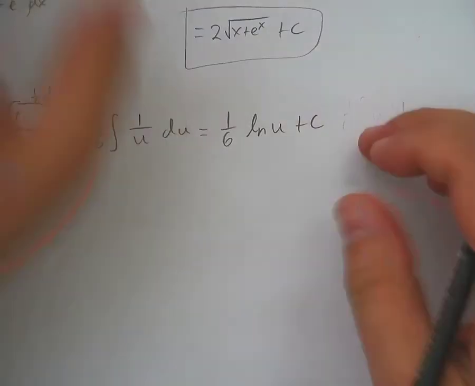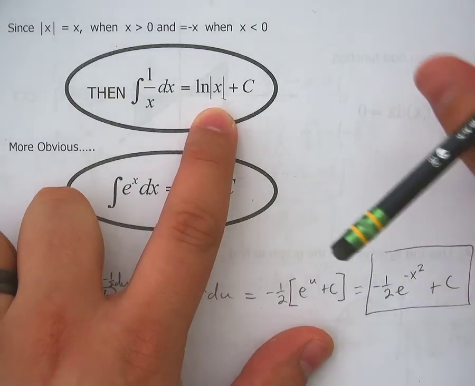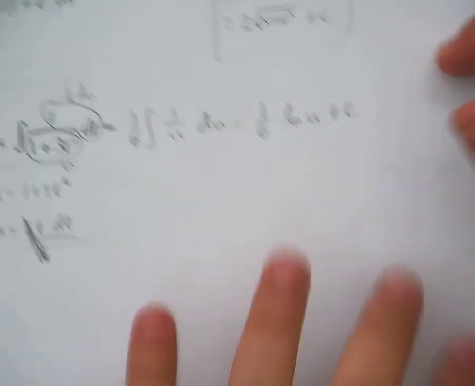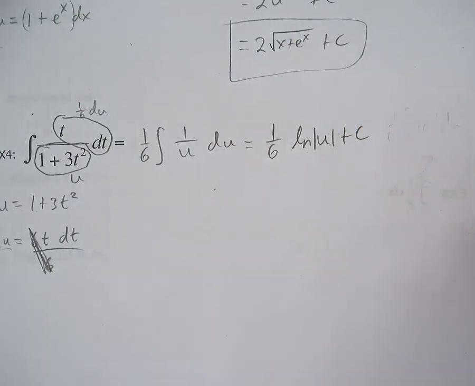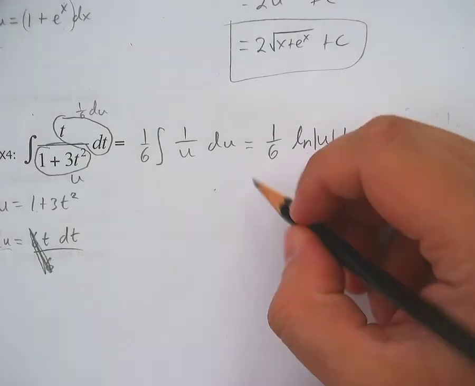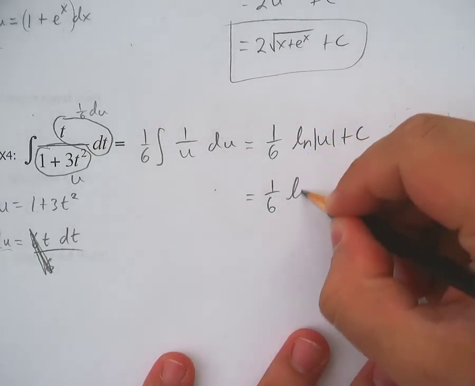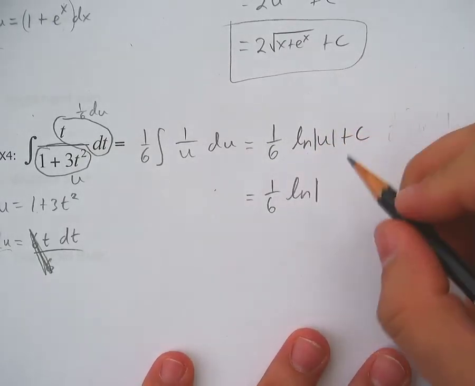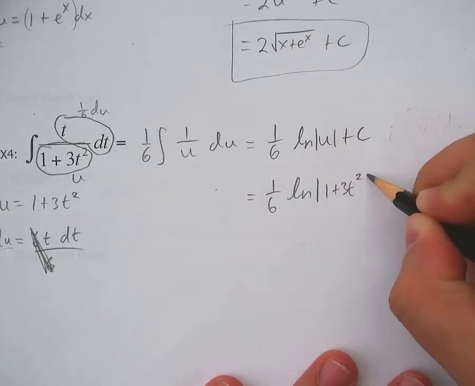Alright, now back here, this should be the absolute value, right? Don't forget that absolute value. So I'm going to go ahead and drop those in here now so that I don't forget them later. So when you integrate, the natural log has got to be the absolute value. You can't take a natural log of a negative number. This is 1 over 6, natural log. Go ahead and plug in u again. 1 plus 3t squared plus c.